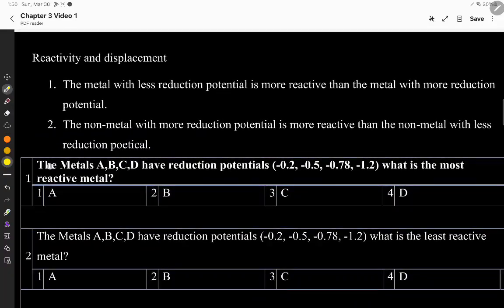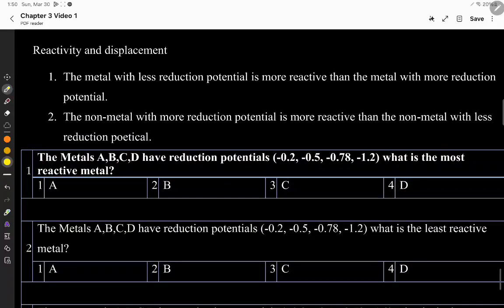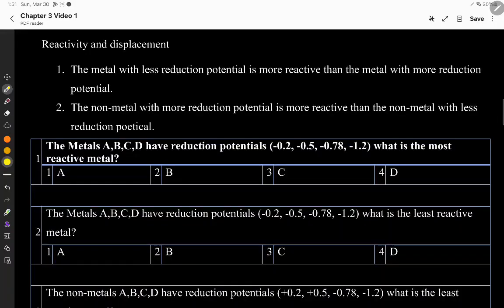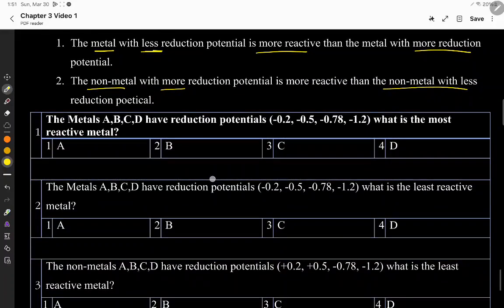Let's see here. Then we have ideas about reactivity and displacement. When we speak about reactivity, we can determine the reactivity of the elements from their reduction potential. Now, if we have metals, the metal with less reduction potential is more reactive than the metal with more reduction potential. If we speak about nonmetals, the nonmetal with more reduction potential is more reactive than the nonmetal with less reduction potential. Now, if we look here, the metals A, B, C, D.